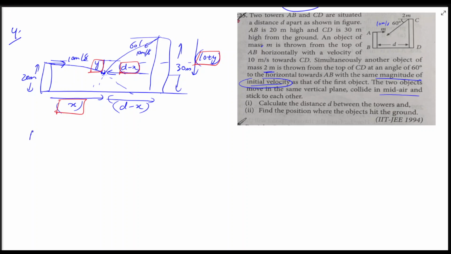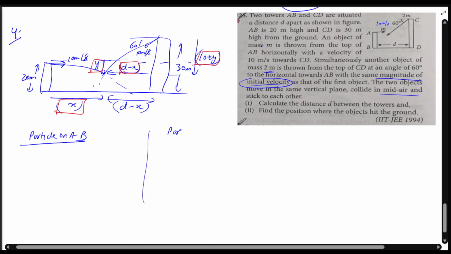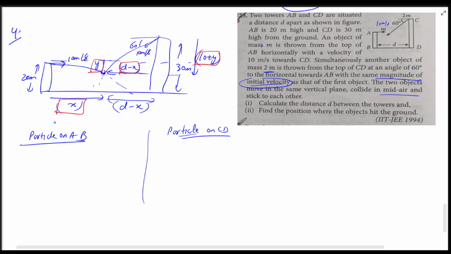So for the particle on AB we are writing one equation, and for the particle on CD we will write a different equation. So let's write them. x will clearly be 10t, right? And minus y will be equal to 0 minus half into 10 t square. So y will come out to be 5t square, right?